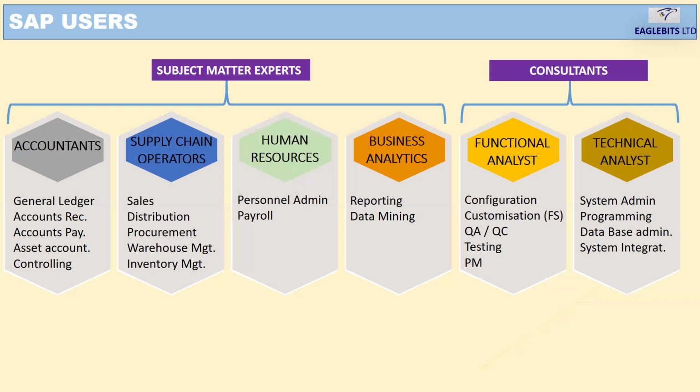Then there are the supply chain operators. The owners of the processes could be the sales team, distribution team, procurement team, warehouse management team, inventory management team. So generally, the supply chain operators are also subject matter experts. Under the subject matter experts, we also have the human resources, which mostly is personnel admin and the payroll guys. The business analytics, those guys who are into the reporting aspect and also data mining.